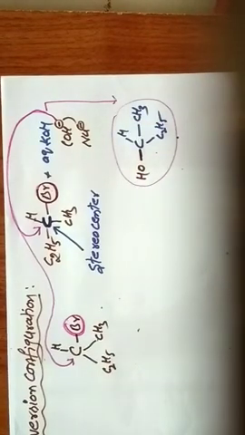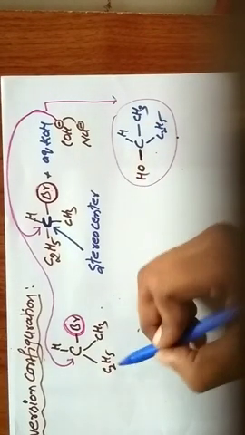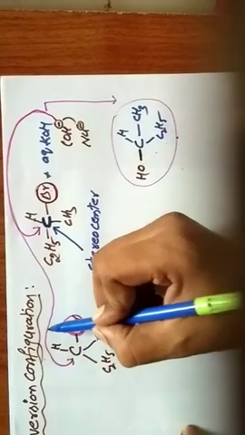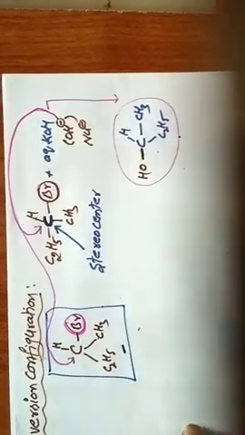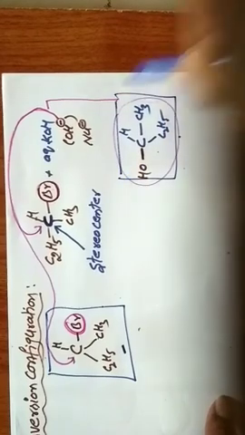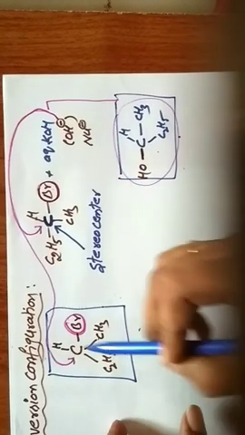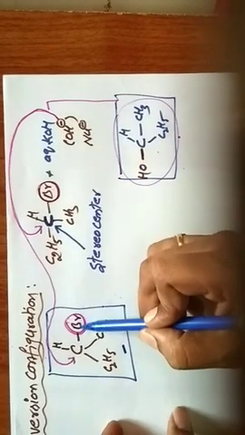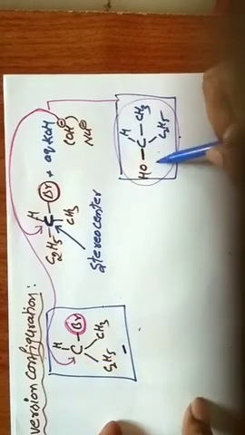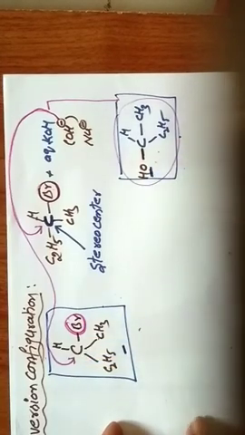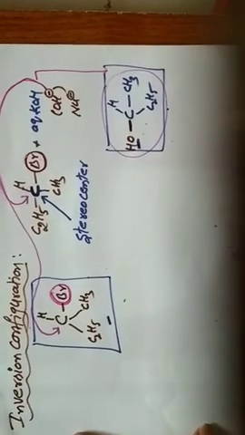So just compare this molecule and this molecule. What is the difference? The bromine position, exactly the opposite position, is occupied by the OH group. This is called inversion configuration.